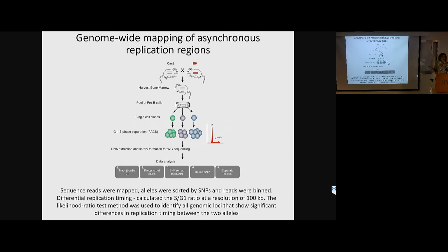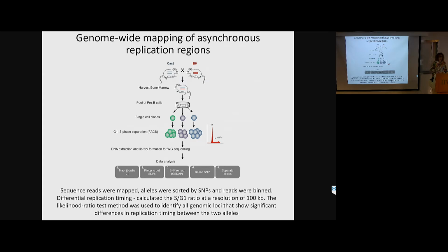So by doing FISH, we were able to look at 6, 7, 10 probes, but we wanted to map many of the asynchronous replicating regions in the genome. And for that, what we did is we took an F1 mouse between Castaneus and B6, purified bone marrow cells, grew single cell clones from each of them, prepared the DNA, and then sequenced G1 versus S. So B6 versus Castaneus, they have SNPs.